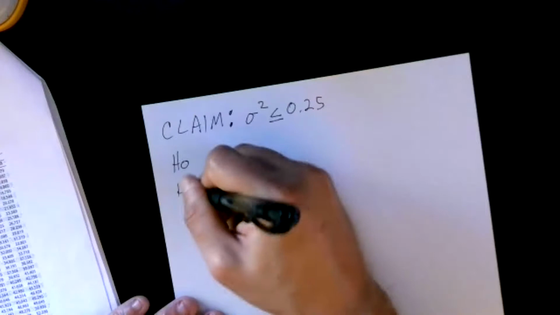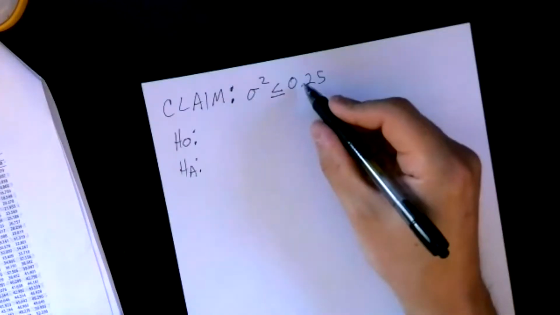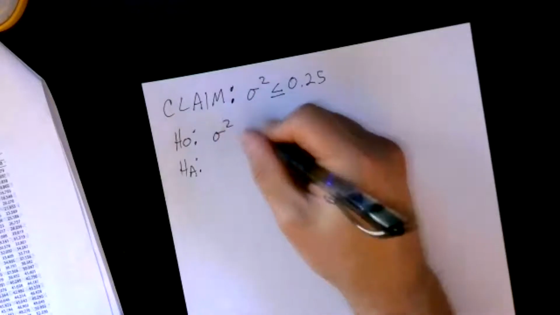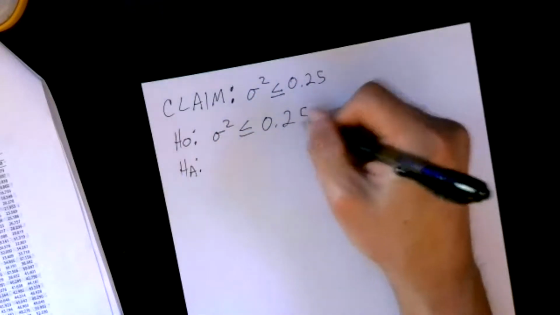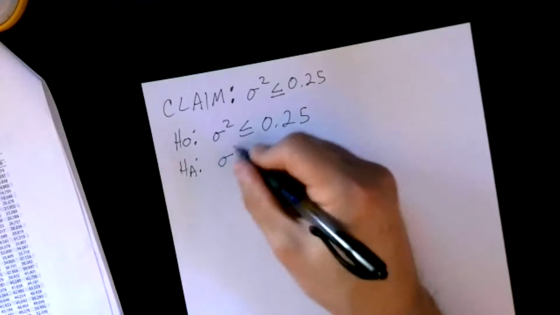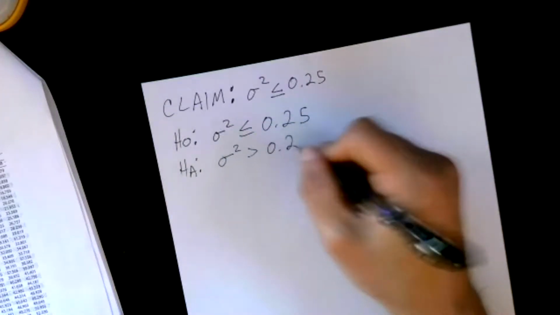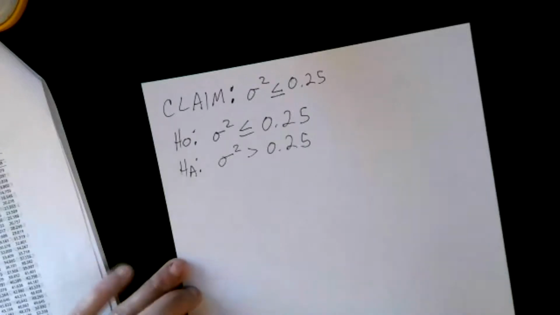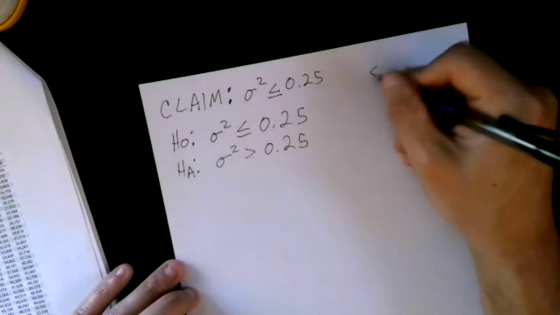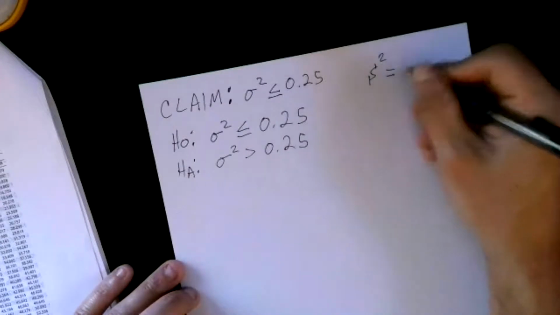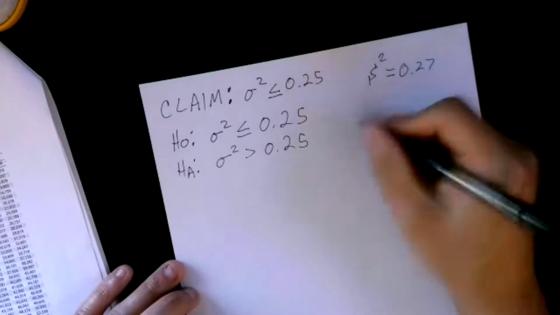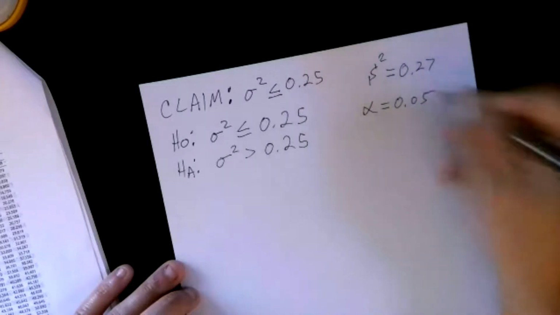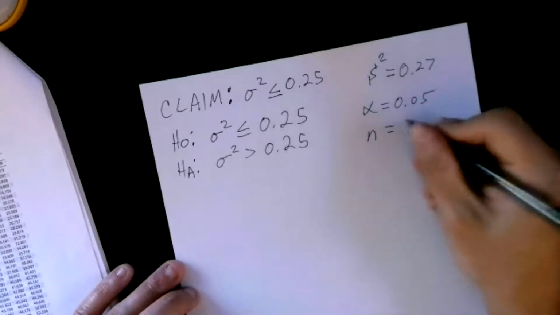All right, state the hypotheses. The claim contains equality, so it goes in the null. The alternative will be the complement, greater than 0.25. Okay, what else did they give us in this problem? Sample variance, S squared, is 0.27. Alpha is 0.05. N is 41.